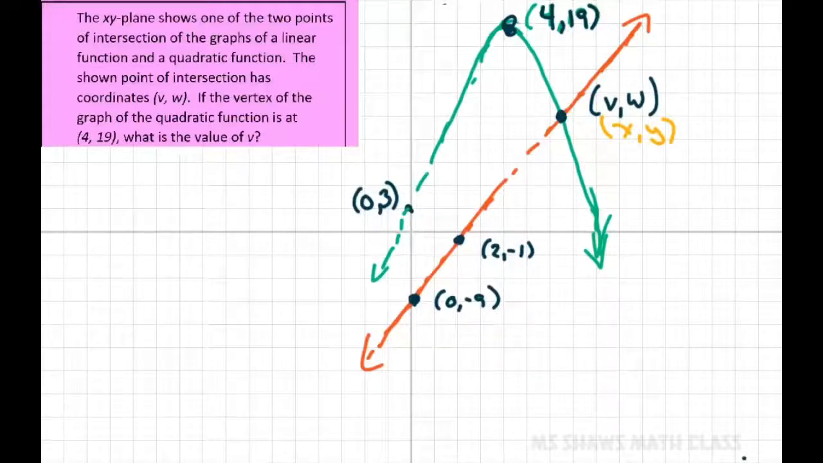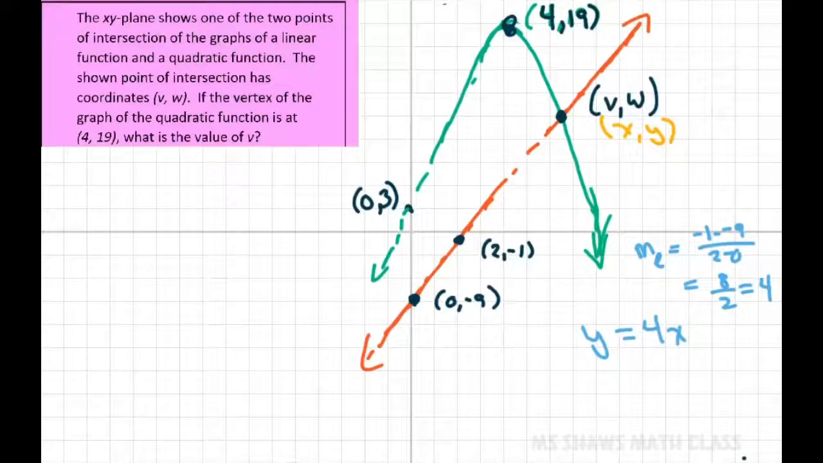So let's write our equations. For our linear equation, we're going to find the slope, and I'll do it over here. The slope formula for our line is going to be negative 1 minus negative 9, divided by 2 minus 0. That gives me 8 divided by 2, which equals 4. So that's going to be y equals 4x for your slope. And we can already see where the y-intercept is, at negative 9. So that's your line equation.